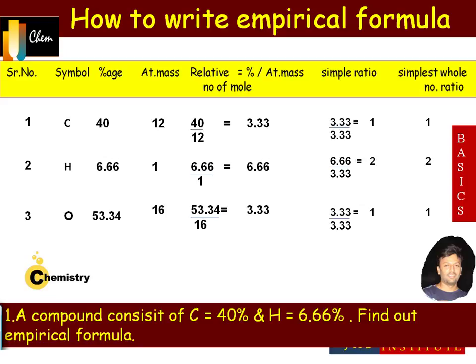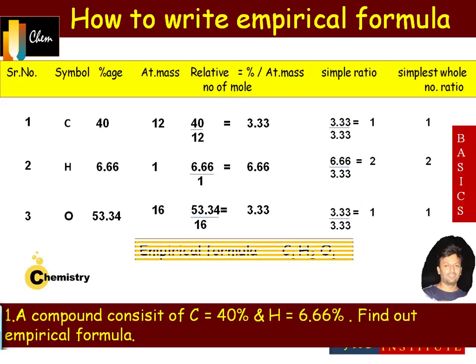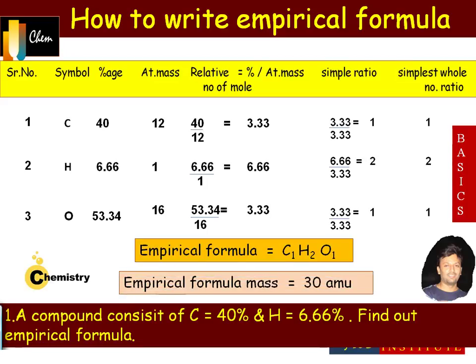So we can say carbon 1, hydrogen 2 and oxygen 1. So the empirical formula is C1H2O1, and the empirical formula mass will be 30 AMU: 12 plus 1 into 2 for hydrogen plus 16 into 1 for oxygen. So by this method we can find out the empirical formula.